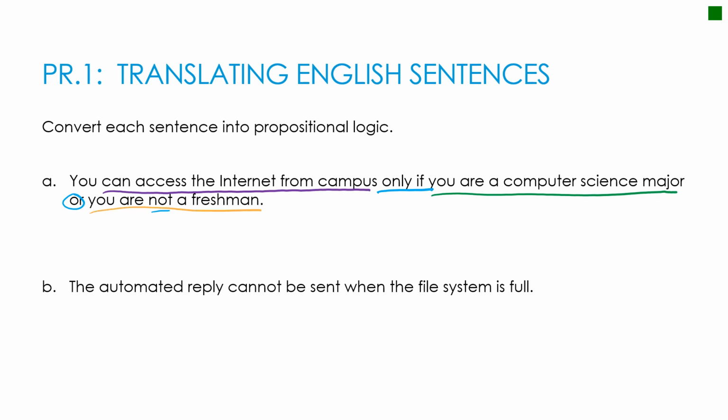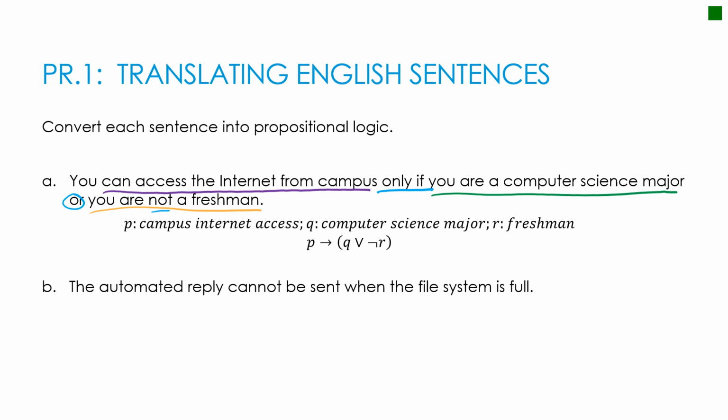Again, we won't worry about the not. So we could say P is campus internet access, Q is computer science major, R is you're a freshman. You could be using different variables for each, but it's the same idea. So notice I'm saying if P, then Q or not R. That is how we would write it.